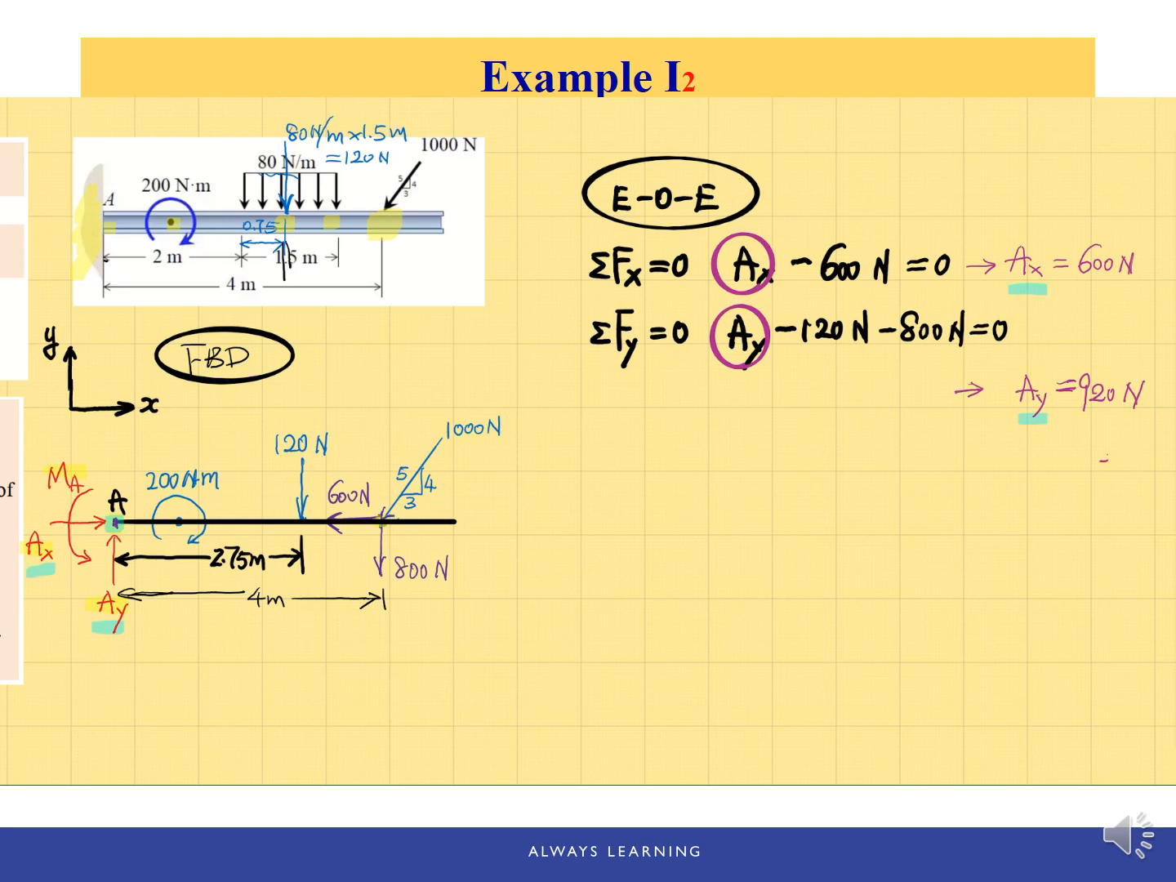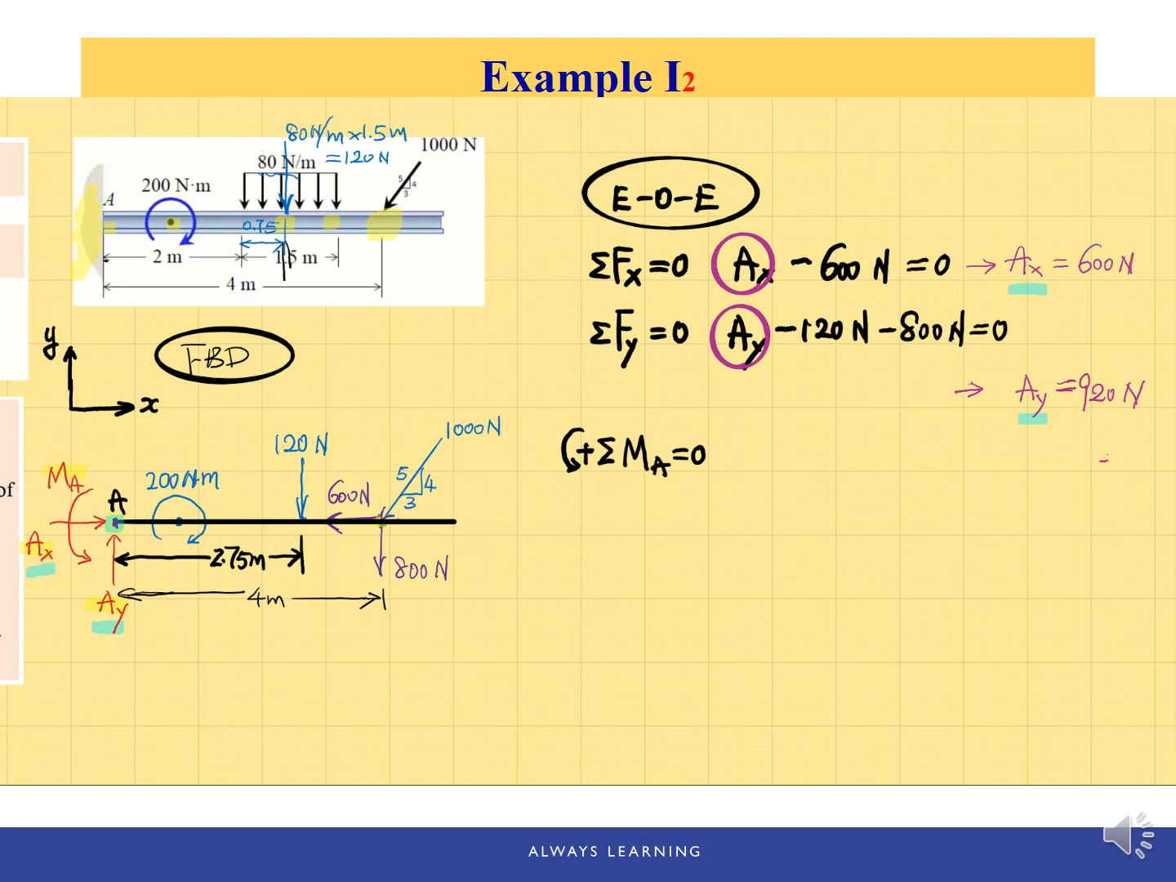When you write this moment equation, you want to choose a point that has most of the forces, or even most of the unknown forces, pass through it. Then those forces will not appear in that moment equation. So now let's write the moment equation about point A. Again, don't forget to define your positive moment. So counterclockwise is positive. Sum of the moments about point A equals 0.